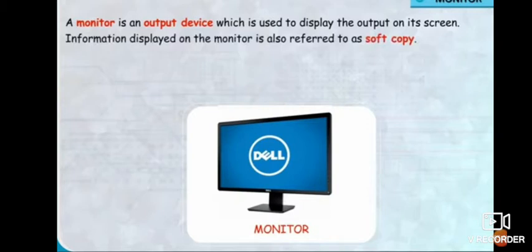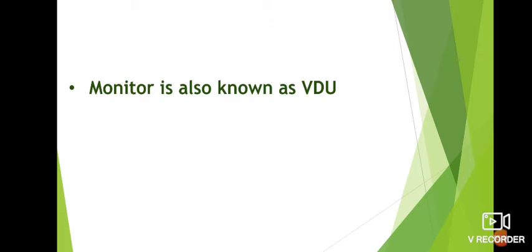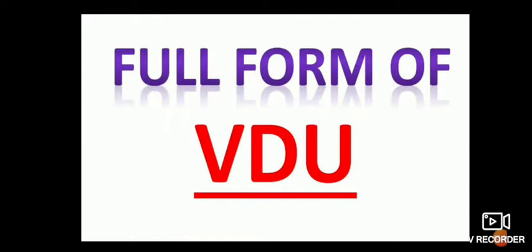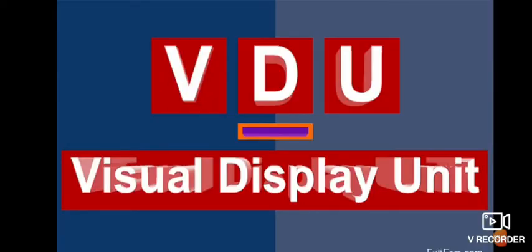One more thing about the monitor is that it is also known as VDU. Now what is VDU? The full form of VDU is Visual Display Unit. So you can call it monitor or VDU, Visual Display Unit, and it is an output device used to display the output on its screen.